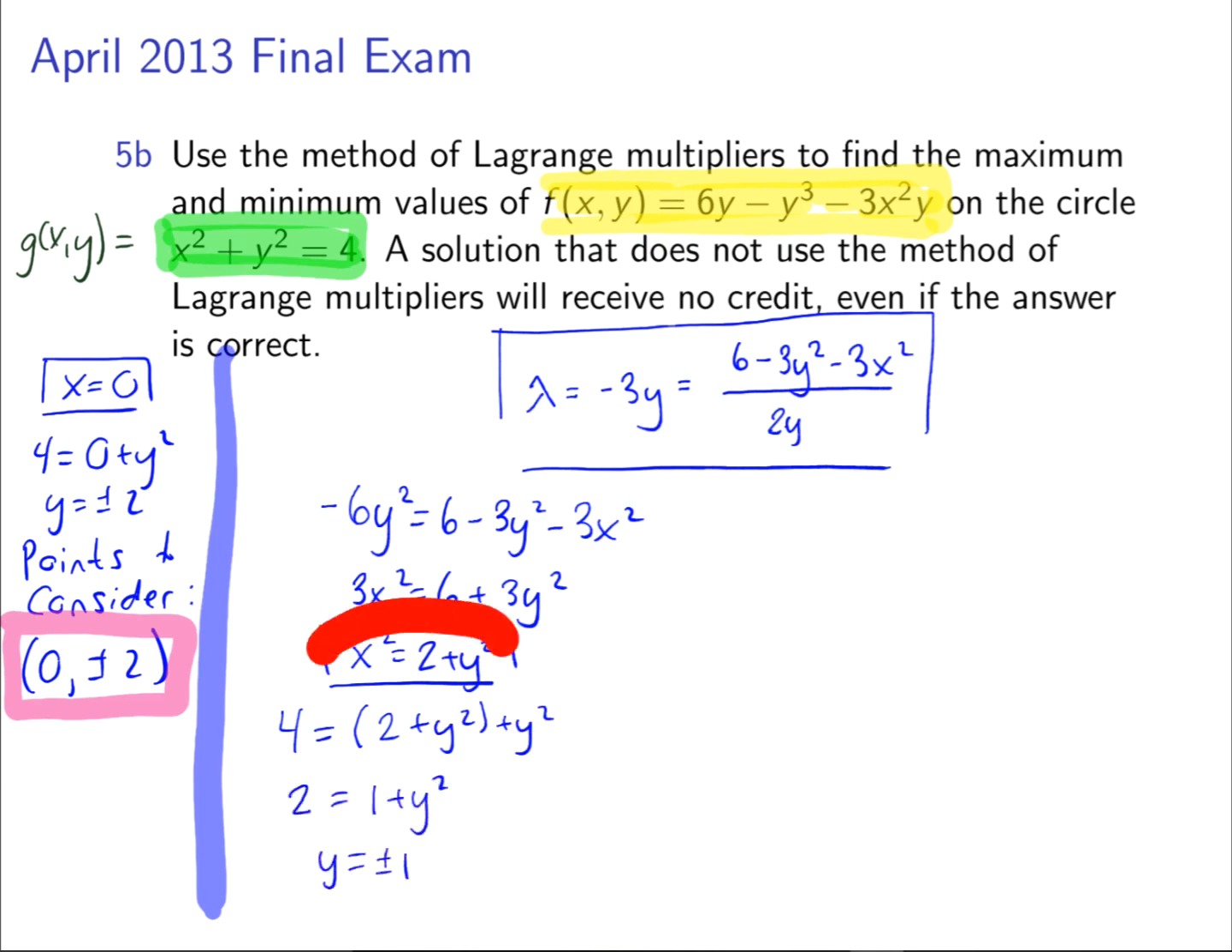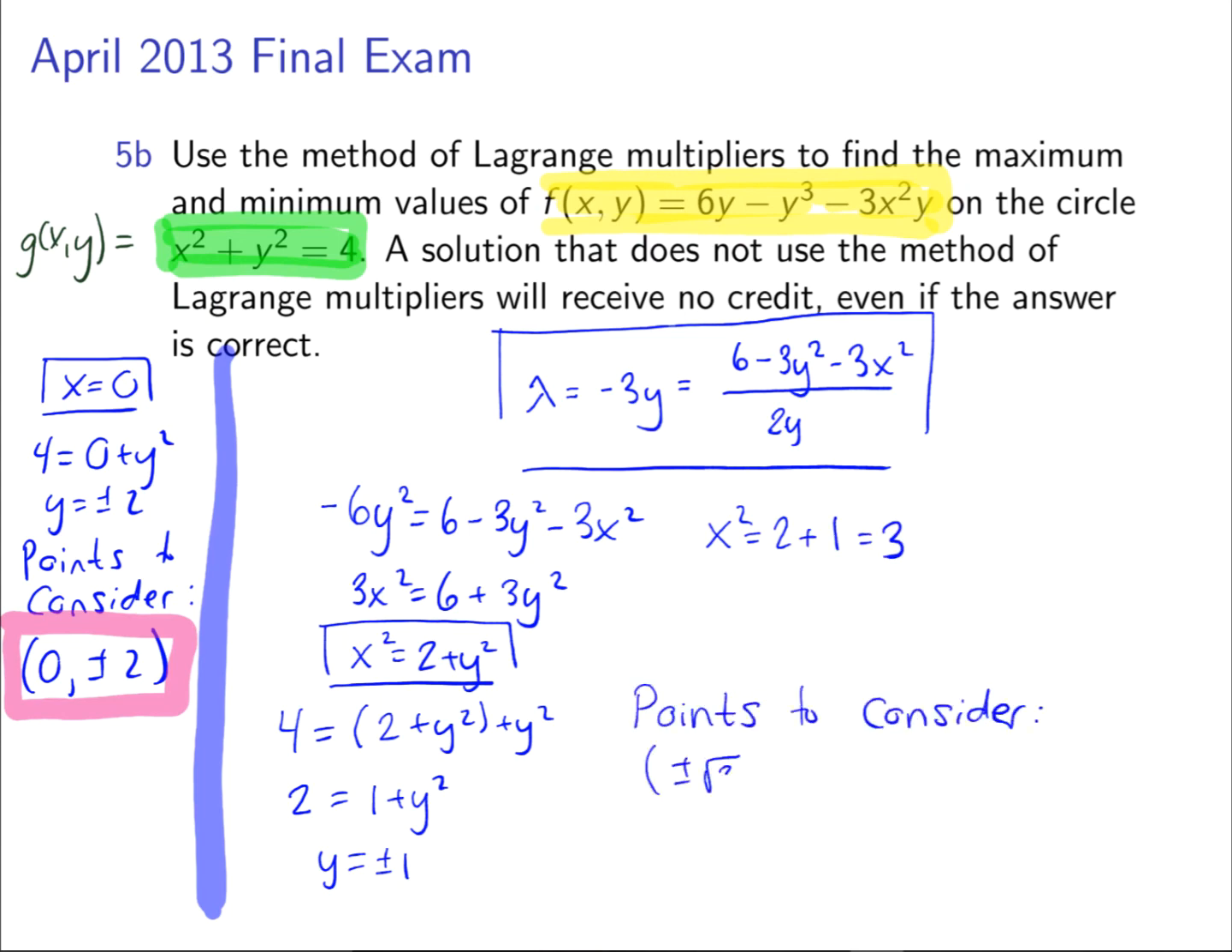Now that I've found y, I can find the x's that go with it, and those will be my points to consider. So I get 4 points to consider. X is the positive or negative square root of 3, and y is positive or negative 1. These 6 points are the only points that make my system of 3 equations true, so the absolute max and absolute min will be among these 6 points.